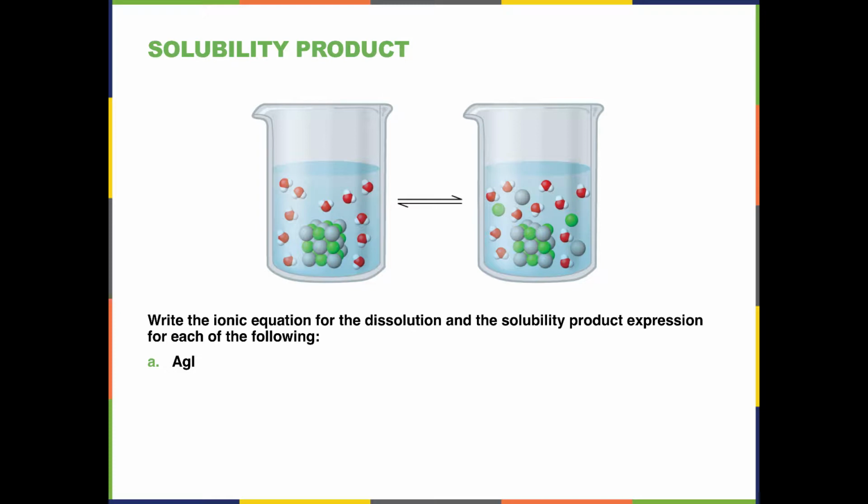So the first one is silver iodide. The second one is calcium carbonate. The third one is magnesium hydroxide. The fourth one is magnesium ammonium phosphate. There should be a 4 at the end of the O. And the fifth is calcium phosphate hydroxide. So write each one of these and then write a solubility product for each one.